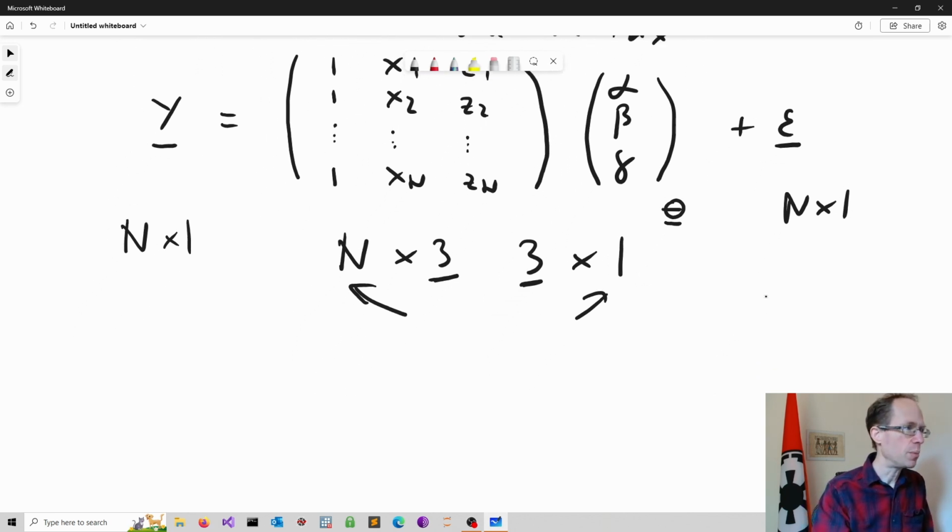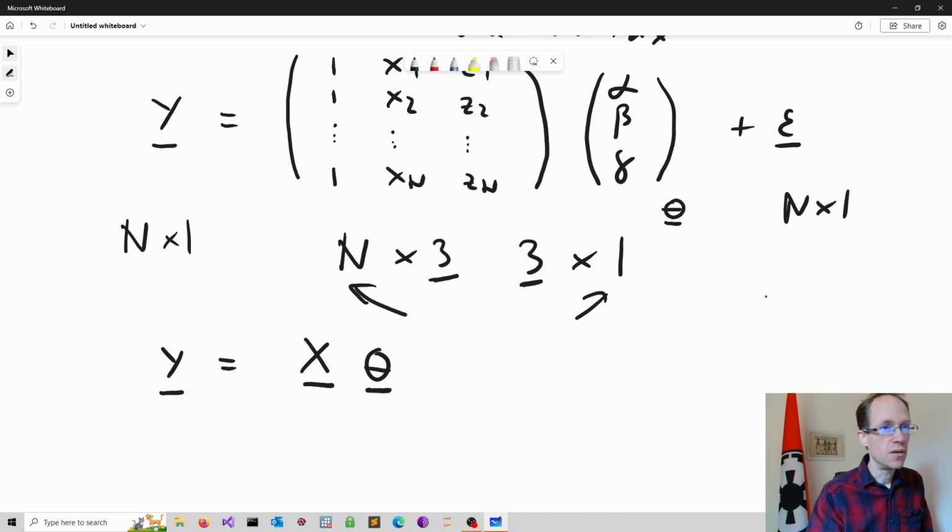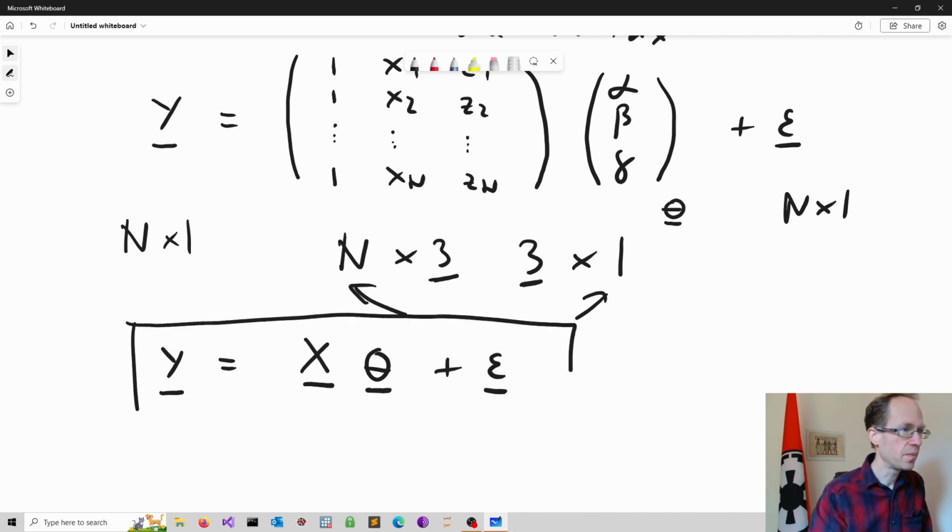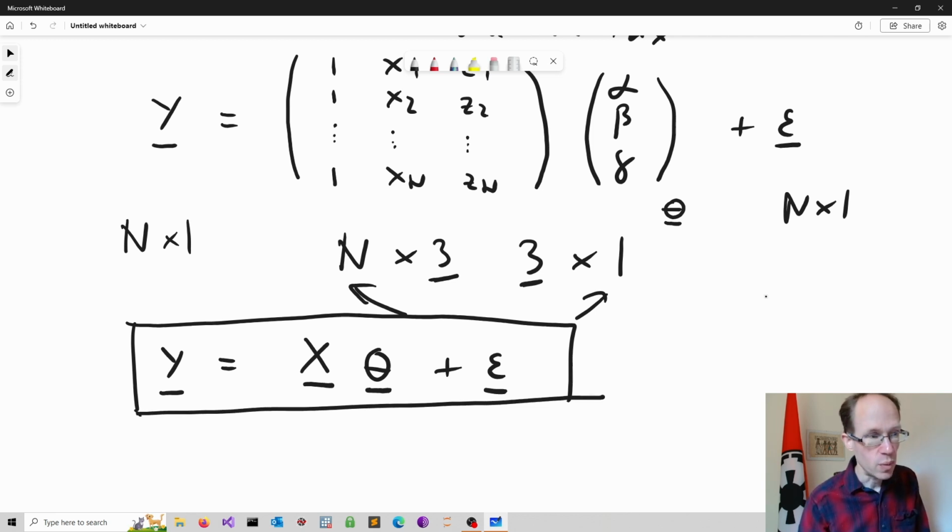So we end up then with the y vector equal to the data matrix X. It is common to use a capital letter for it. And then we have theta, which is our vector that captures our parameters, plus epsilon. Yeah, and we are done. So here we have it. That's, in a very compact way, our regression equation expressed in matrix form.